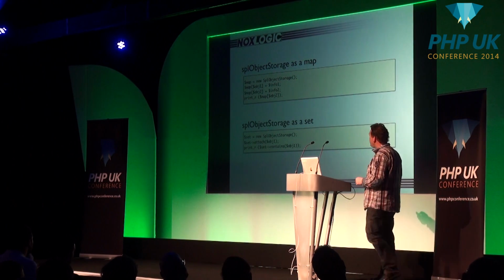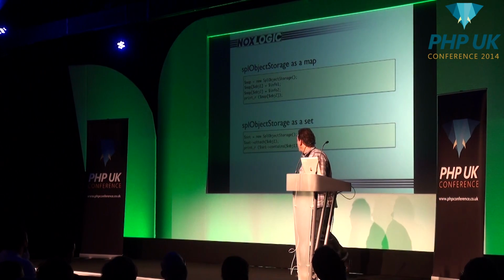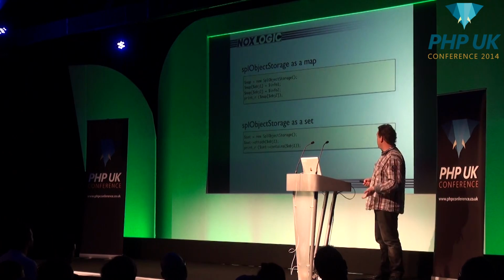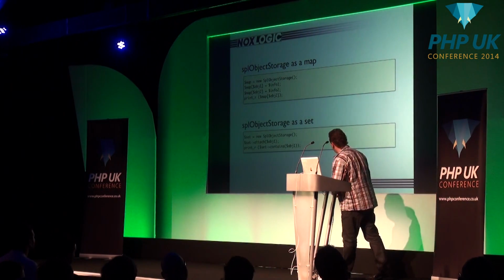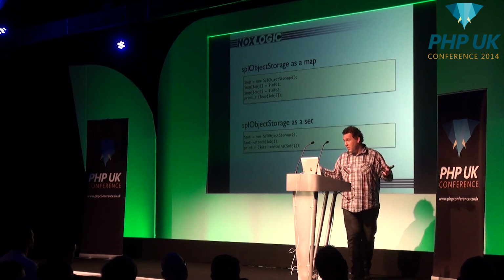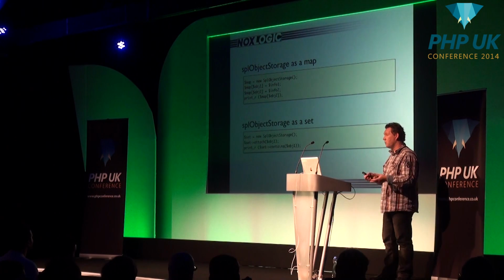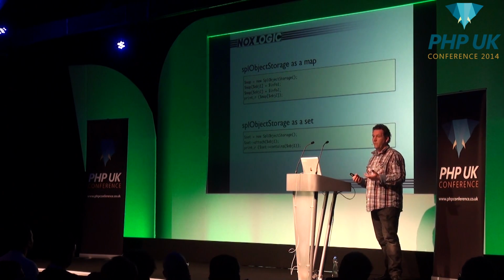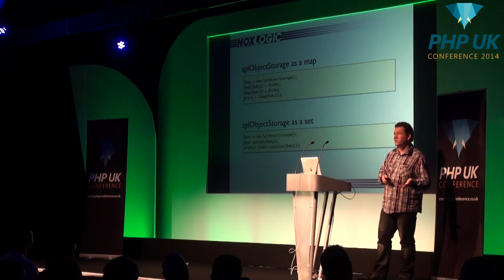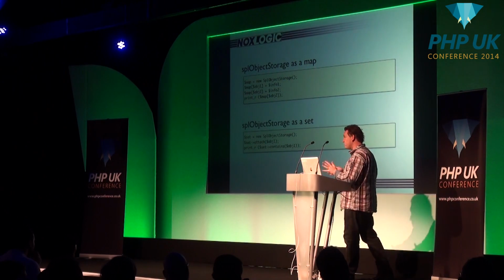Another way is to use them as sets. So you create an object storage, you attach objects to them, and you can just ask, okay, does this set contain a certain object? Or you can intersect them, or you can diff them, or you can merge them and stuff like that. So there's a lot of cool stuff you can do when dealing with SPL Object Storage as a normal set, which isn't really something that's inside PHP, but with SPL Object Storage, you can sort of emulate them.